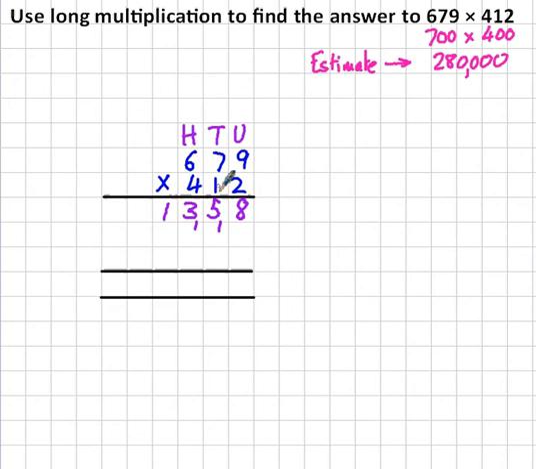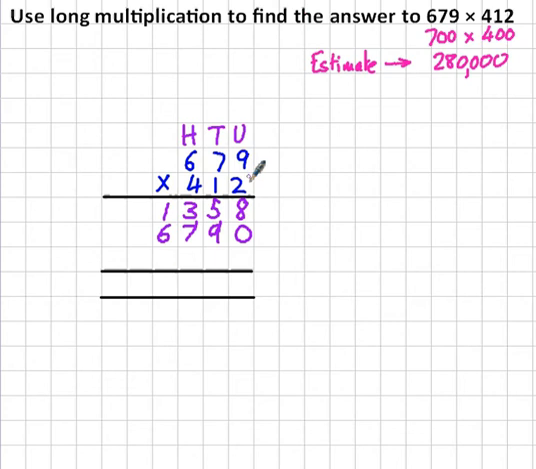Okay, now we're multiplying by the 1, which is in the tens column. And because we're multiplying a whole number by 10, it's going to end in a 0. So I'll start by writing the 0. 1 times 9 is 9. 1 times 7 is 7. 1 times 6 is 6.